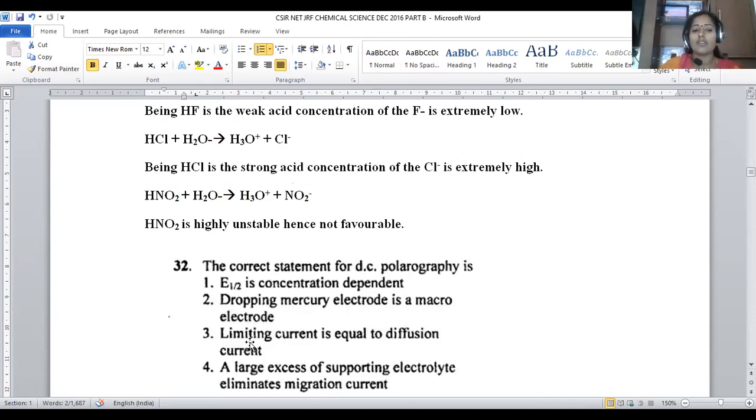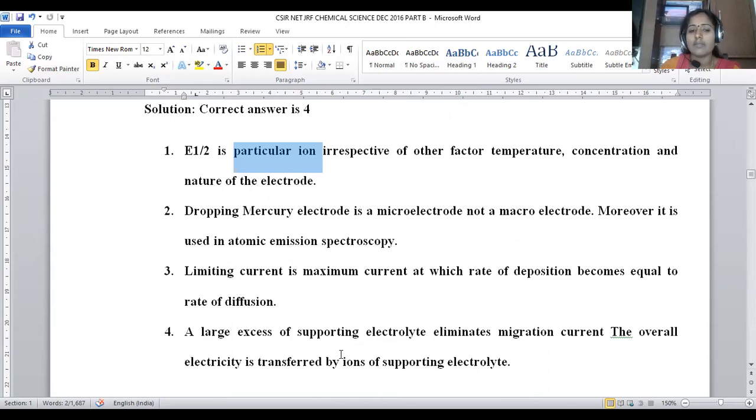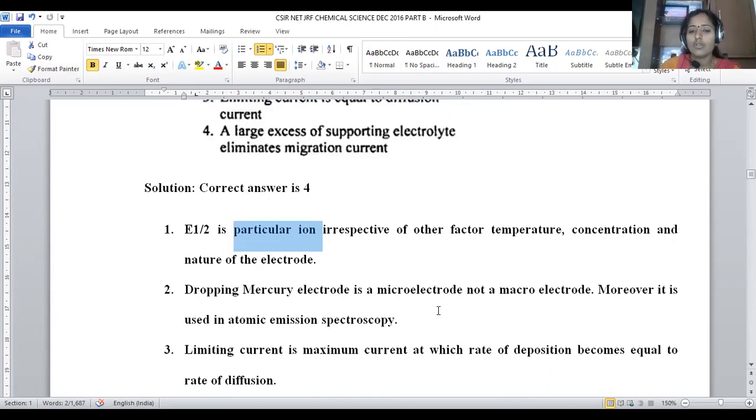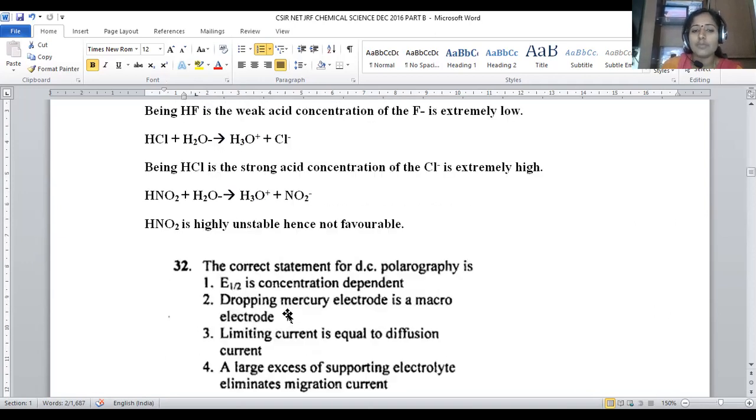Dropping mercury electrode is the macro electrode. It is not macro, it is the micro electrode, a smaller one. So it is not at all considered a macro electrode. It is a micro electrode. And moreover, this dropping mercury electrode is most probably used in atomic emission spectroscopy, not in DC polarography.